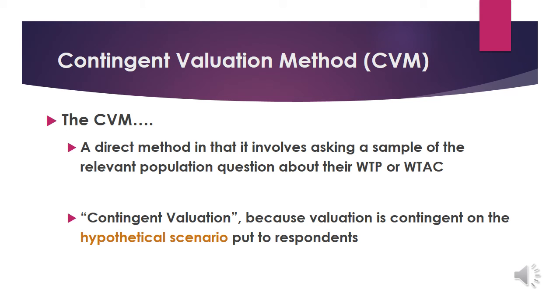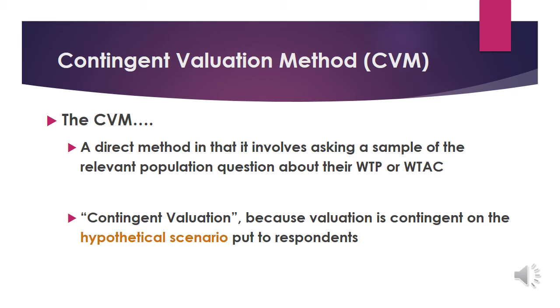The CVM is a direct method that involves asking a sample of the relevant population questions about whether they are willing to pay for a new environmental or social service, or whether they're willing to accept compensation for a service that's going to be removed from the community. It is called contingent valuation because people are asked to state their willingness to pay contingent on a specific hypothetical scenario and description of the service.